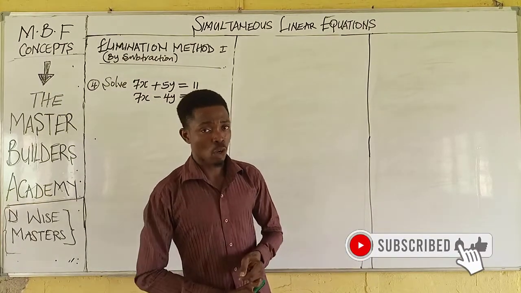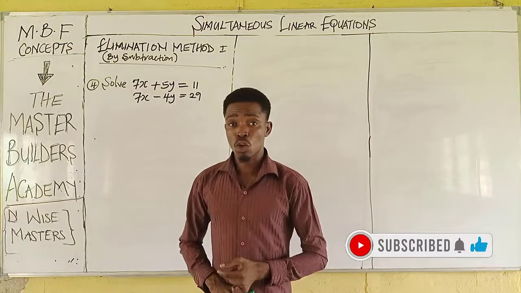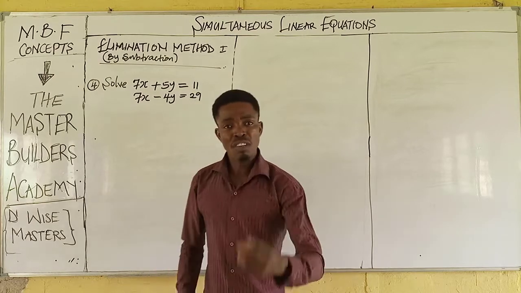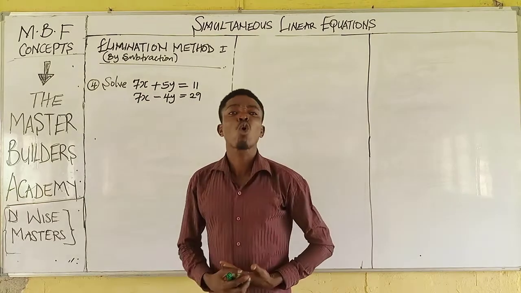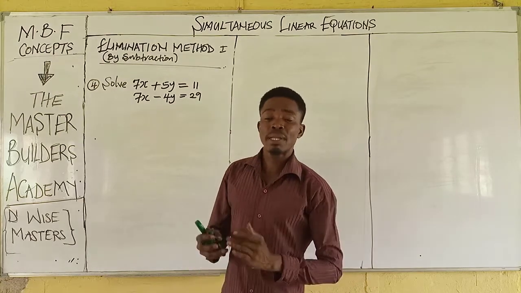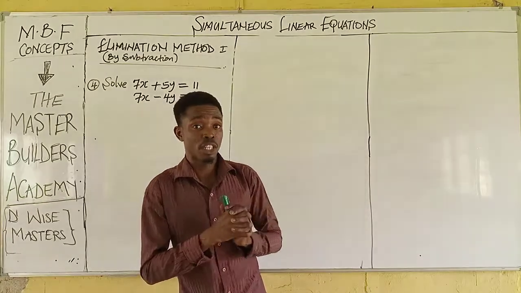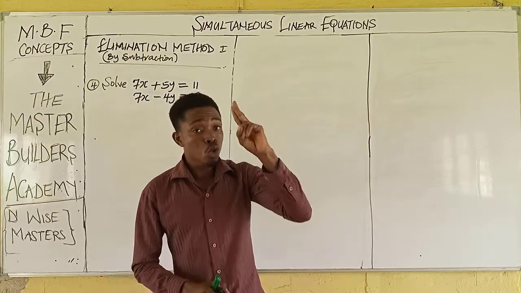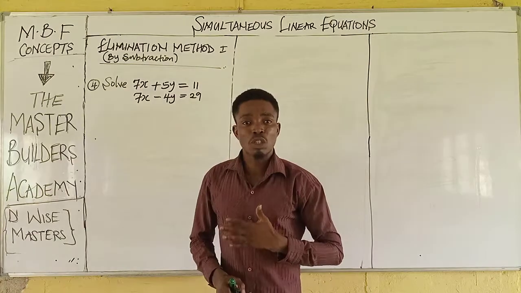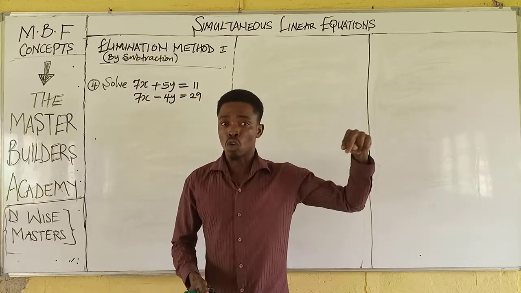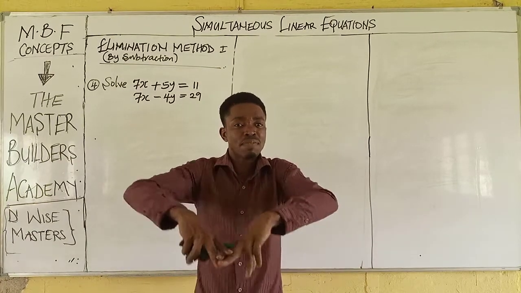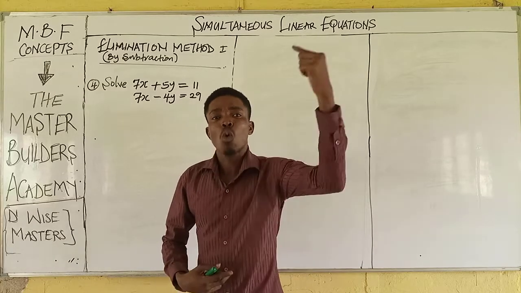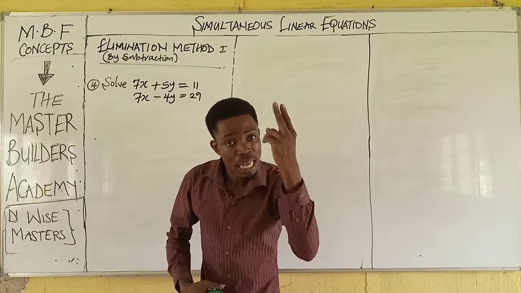For you to be able to use elimination method 1 by subtraction, you must ensure that one of the variables has equal coefficients in the two equations. To be able to eliminate one of the variables, because in this case of elimination you decide on the variable you are to eliminate. Of course, you have two unknowns, so you will decide whether to eliminate the first unknown or the second unknown. If I decide to eliminate the first unknown, I must ensure that the first unknown I want to eliminate in equation 1 and equation 2 has the same coefficient.